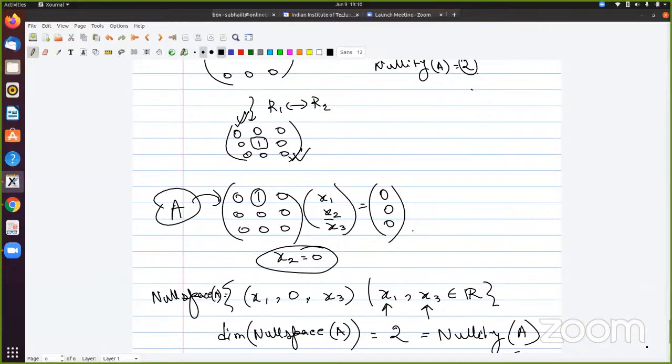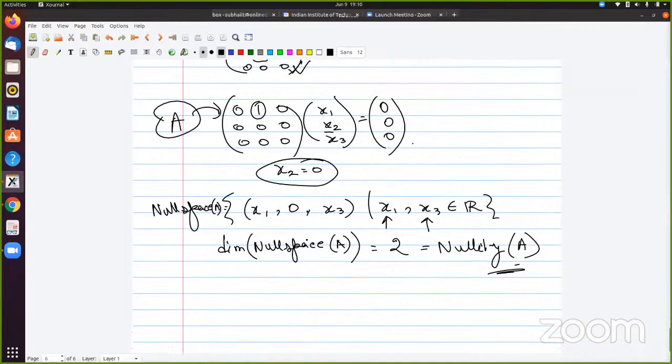Yes, I have written that. Tell me the dimension of A. Dimension of A or dimensionality of A, both are the same. So is it true? No. What is the nullity of a matrix? First tell me what is nullity.